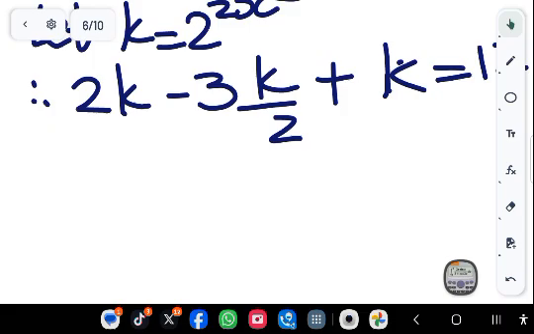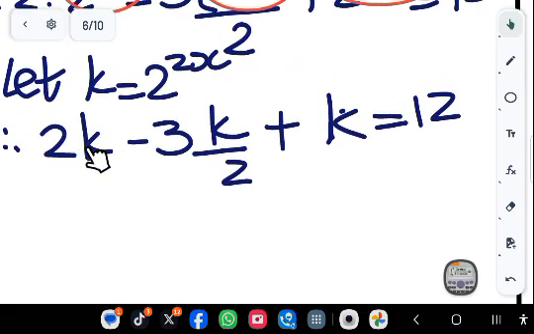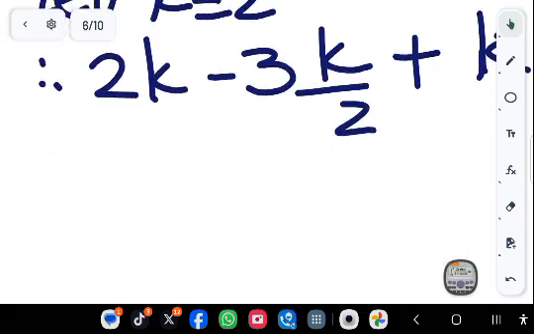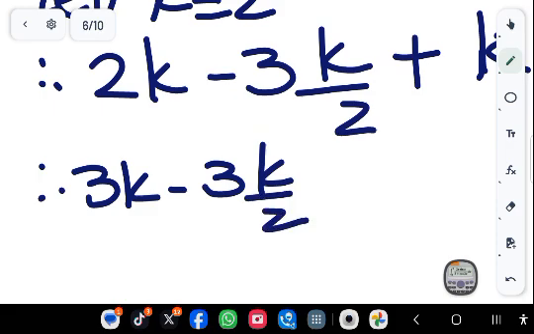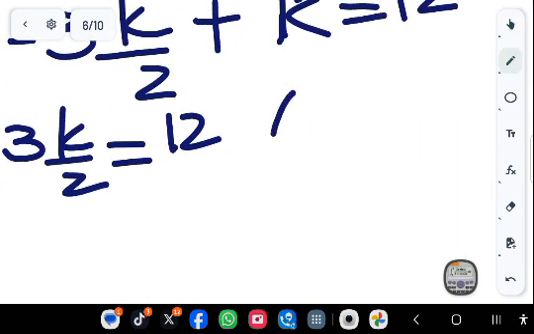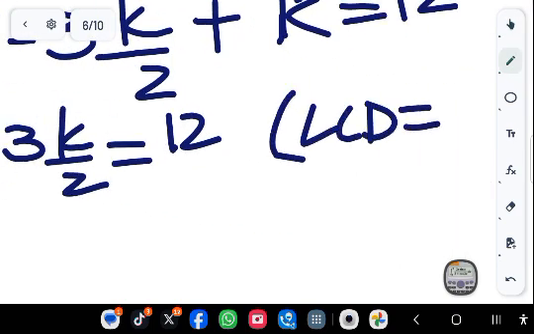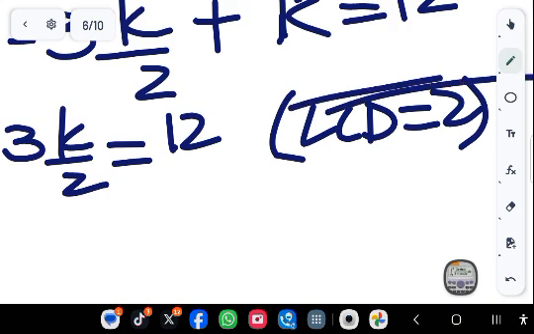Using the k method makes it easier to work it out. So this 2k plus k, that is 3k. 3k minus 3k over 2 equals 12. We've got an LCD here. So this is a rational equation. LCD equals 2.